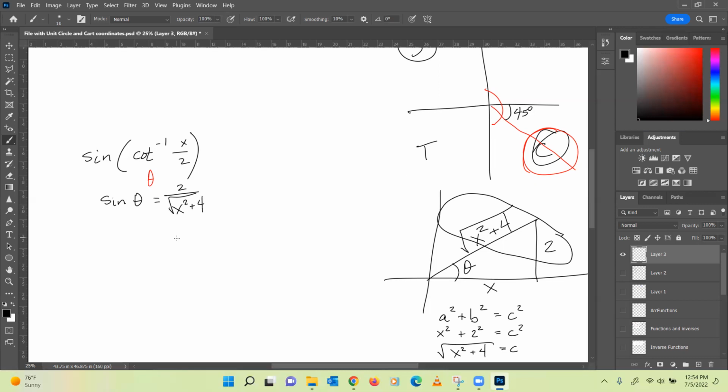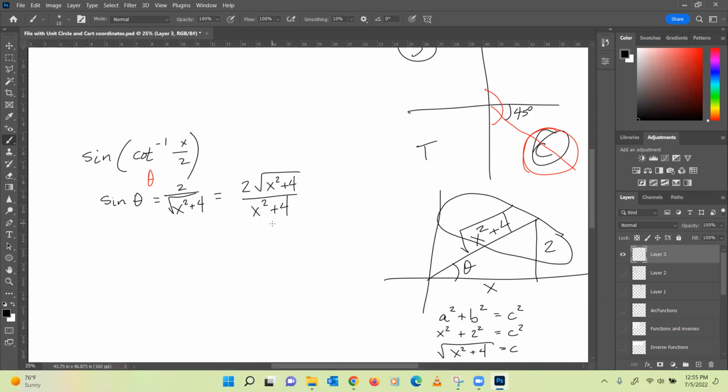And I think they'll let you leave it with that radical in the denominator. If not, then that becomes 2 √x² + 4 over x² + 4. Just rationalizing like we have everywhere else. Really, I think the software will allow you to enter in 2 over √x² + 4 to make that work.